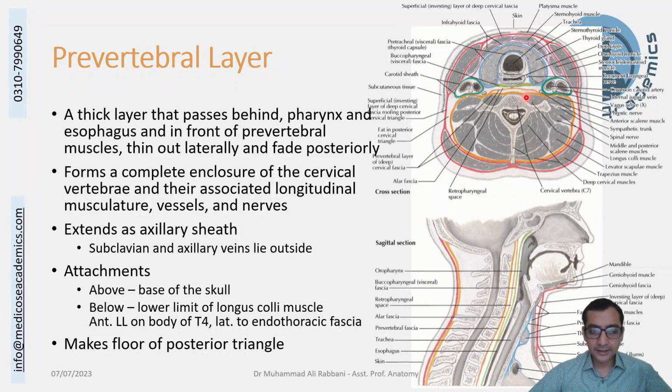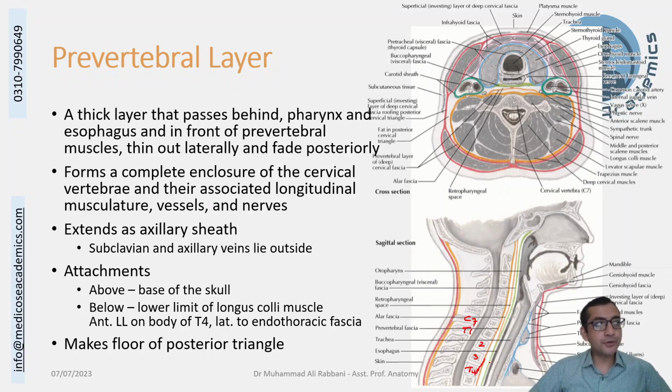If we follow back, at the point when longus colli ends at T4, at that point the prevertebral fascia, especially the anterior aspect, fuses with the vertebral body. It is not shown very clearly here, but it will be here. That will be C7, and here will be T1, T2, T3, and T4. At this point, this fascia will fuse with the body here.